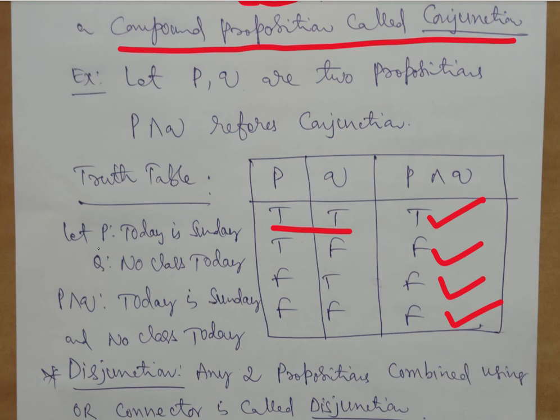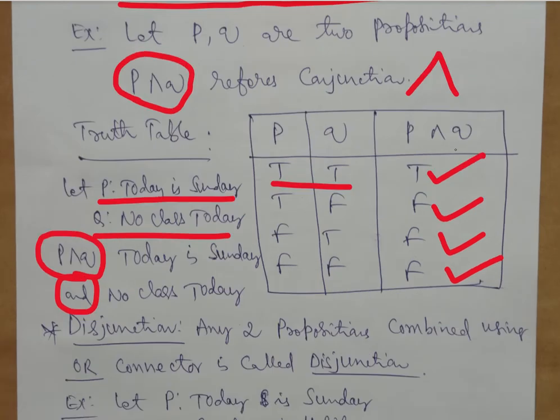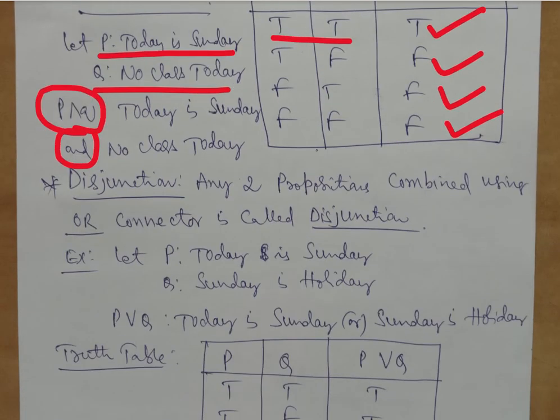So giving an example, P: today is a Sunday, Q: no class today. By using conjunction, I can club this: today is a Sunday and no class today. So what is the symbol? This intersection type symbol, P intersection Q, is nothing but conjunction. We have seen this intersection earlier in the set theory. The same thing we are going to use here also. What you call a flipped V type symbol, so the AND symbol.